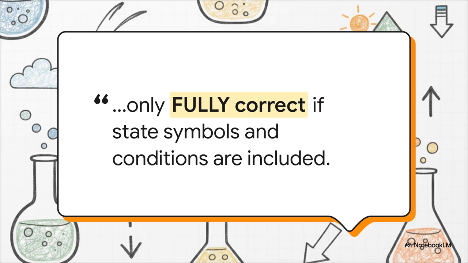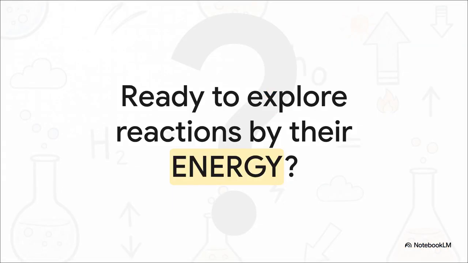So by mastering these state symbols and reaction conditions today, you've just leveled up your chemistry skills immensely. You now know exactly how to write an equation that tells the full, complete story. And most importantly, you know how to secure those marks that everyone else is just leaving on the table. But this is really just the beginning of understanding the secret life of chemical reactions. Now that you've mastered states and conditions, are you ready to look at reactions by their energy? Keep that question in mind, because that is where the real power of chemistry gets unleashed.